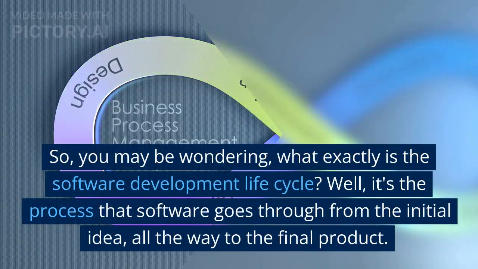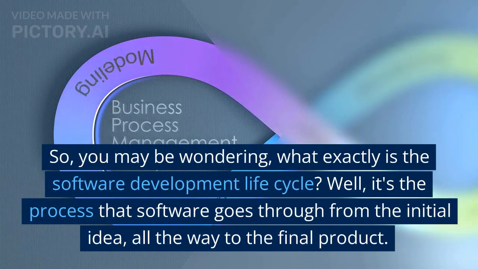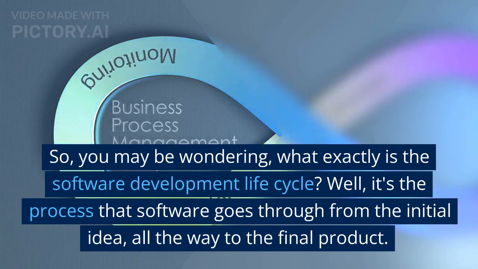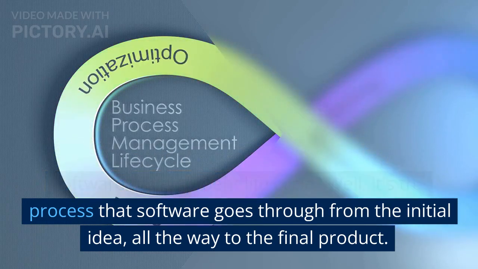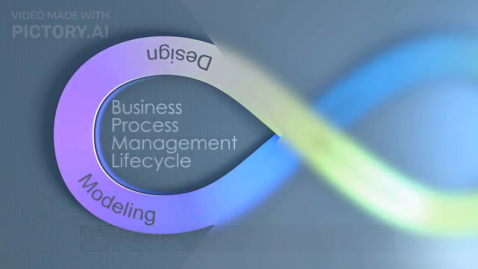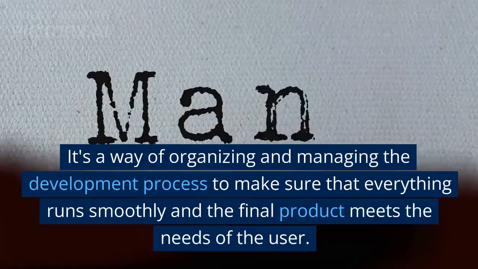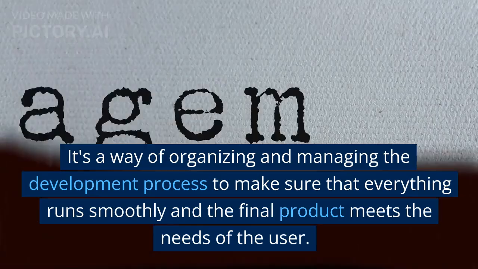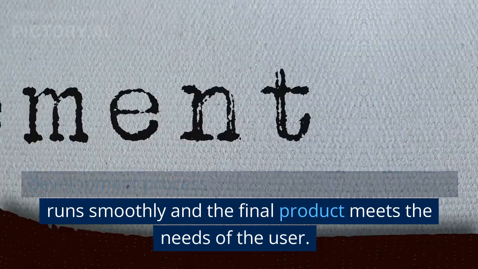So, you may be wondering, what exactly is the software development life cycle? Well, it's the process that software goes through from the initial idea, all the way to the final product. It's a way of organizing and managing the development process to make sure that everything runs smoothly and the final product meets the needs of the user.